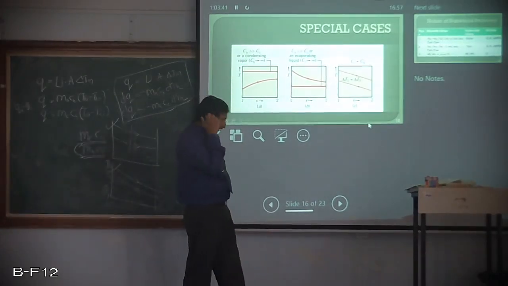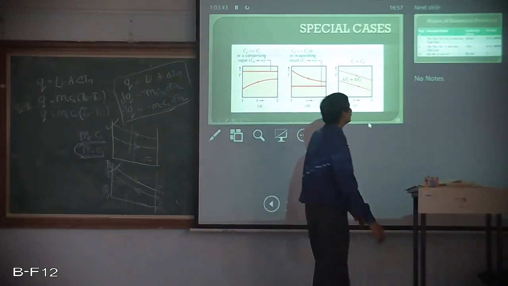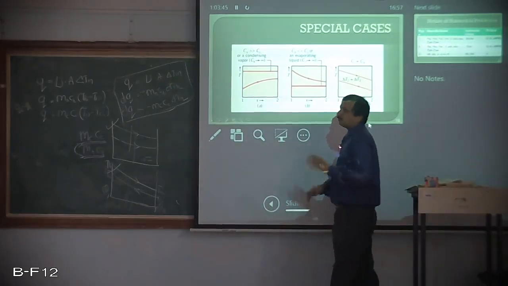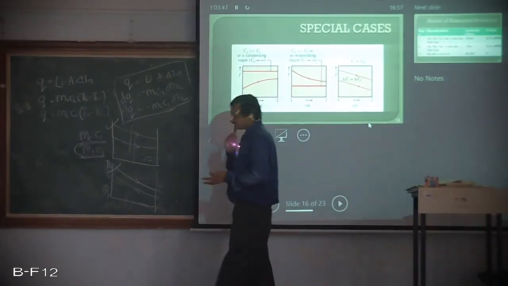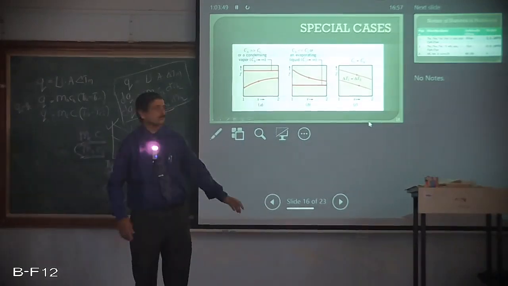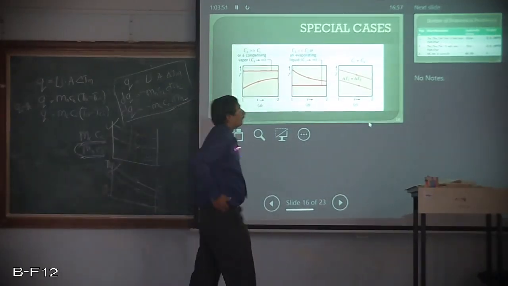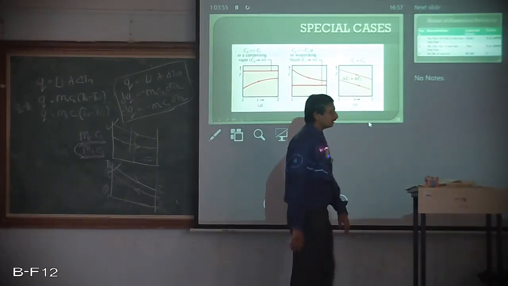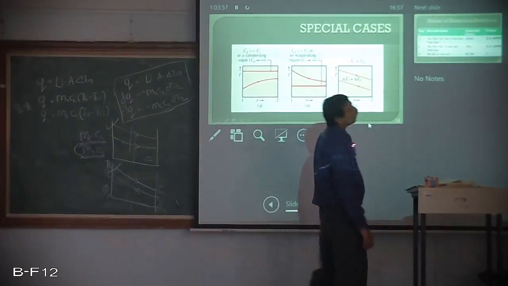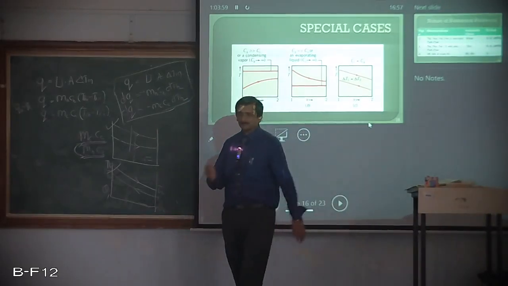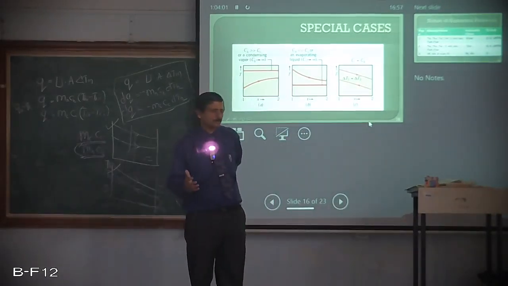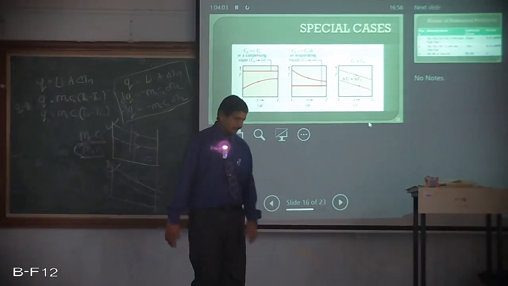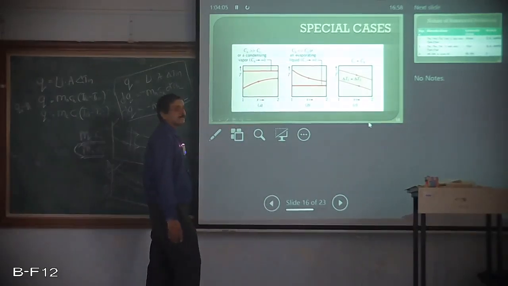Now the question comes, sir, what about the next class? In the next class, we are going to do a few problems on the parallel flow as well as the counter flow, including the cross flow. Then we are going to discuss the NTU method. After the NTU method, we will discuss some more problems from the question papers of previous years.